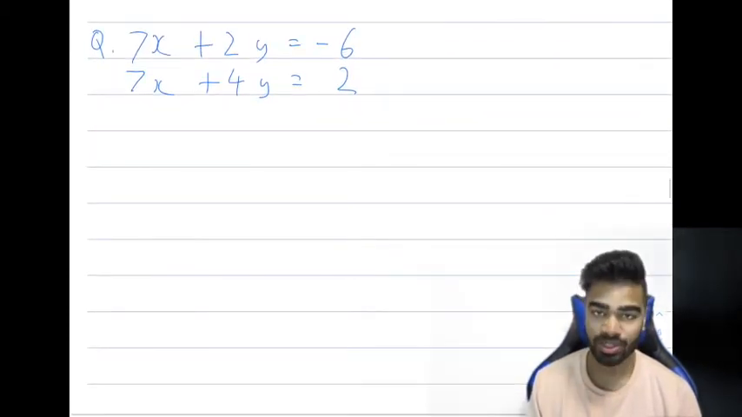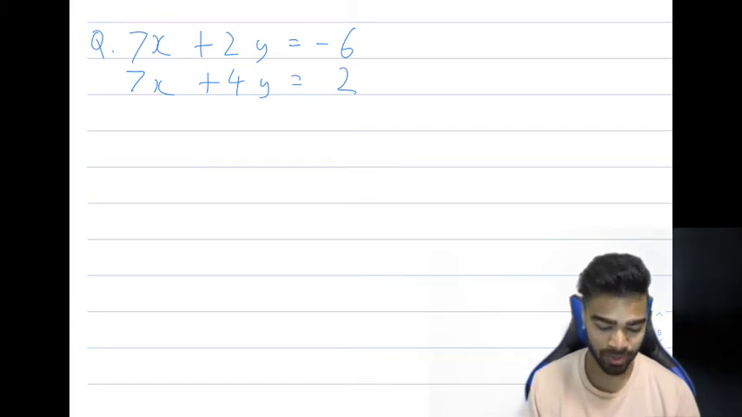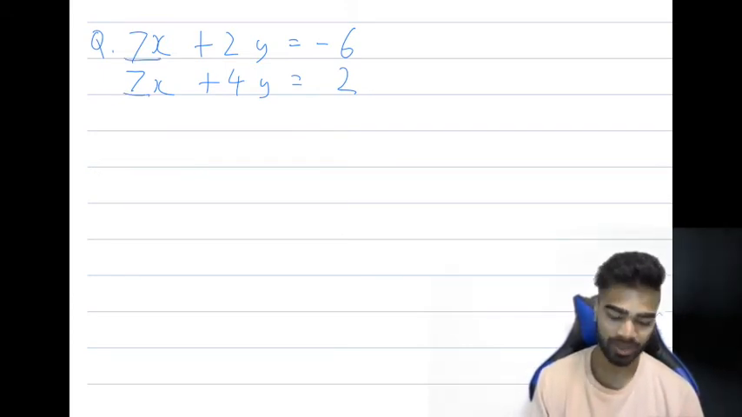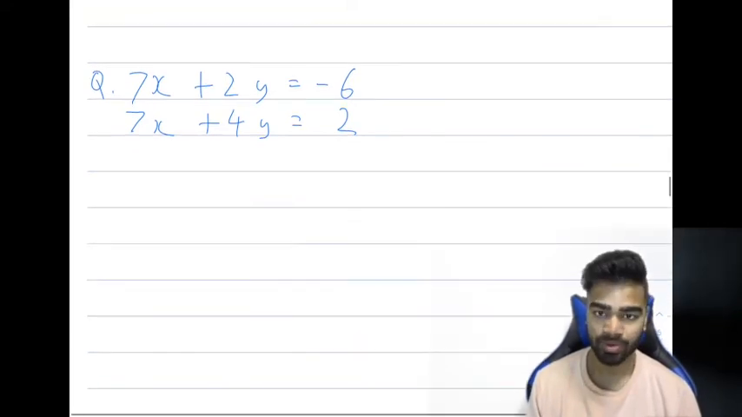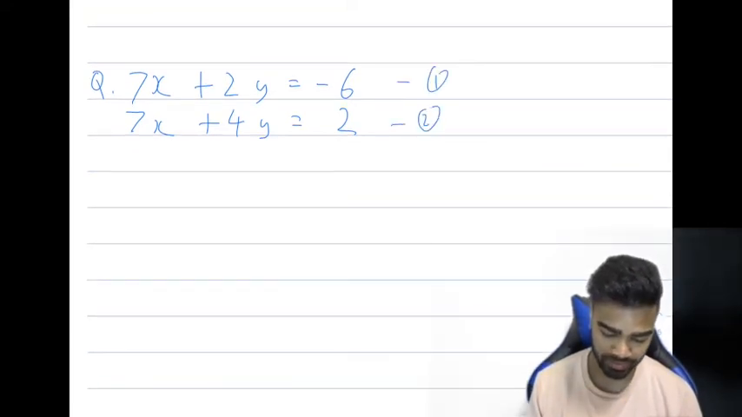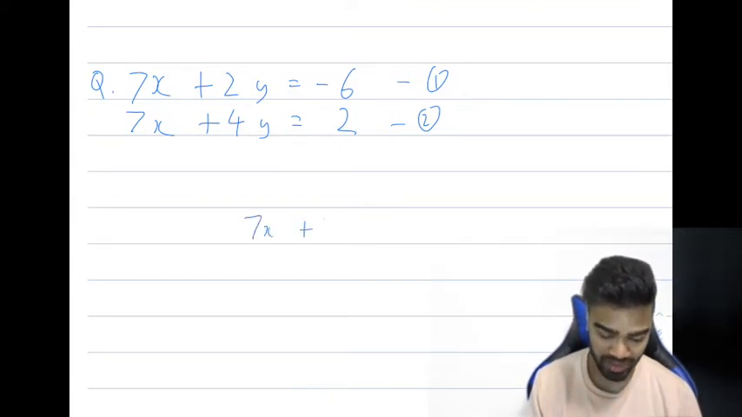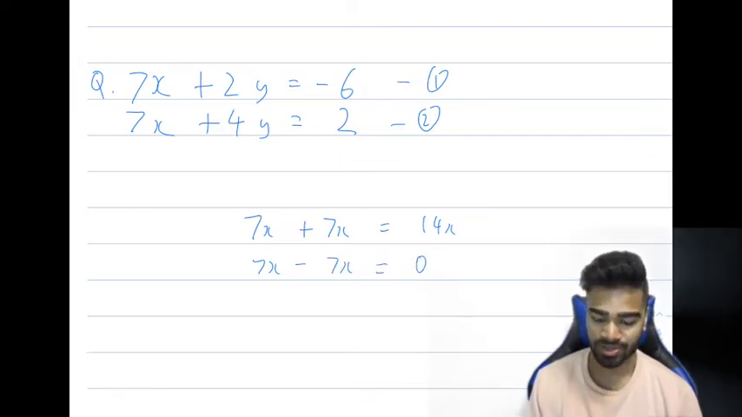Okay, so in this question, which variable do we need to get rid of? Well, I can see 7 and 7 are the same number. So I'll be getting rid of the 7, the x variable. Okay, next, first label. Now what do you need to do? Ask yourself, do you need to add the equations or subtract the equations? If you have 7x plus 7x, what happens if you add them? You get 14x. That did not get rid of it. But instead, if you do 7x minus 7x, that's 0. So then what we need to do is subtract.